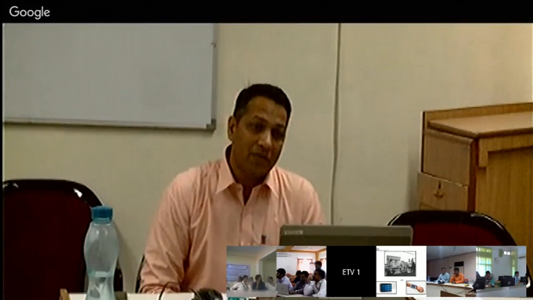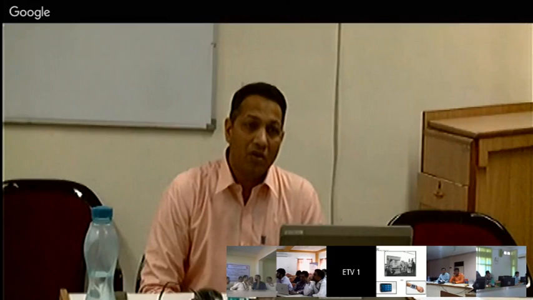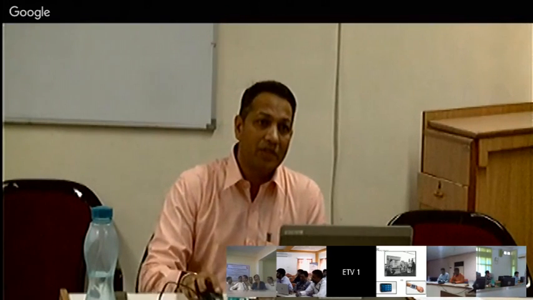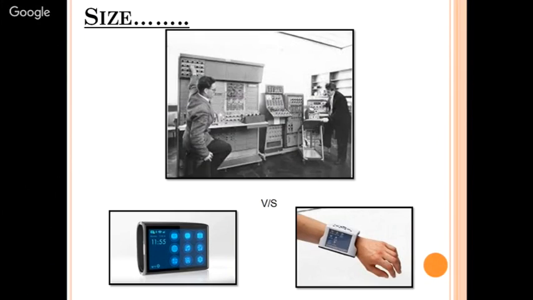This was the size of the computer. You can see on the top of your screen, this is the size of the computer. But now you see, the computer is available on the wristwatch, in the form of a wristwatch.